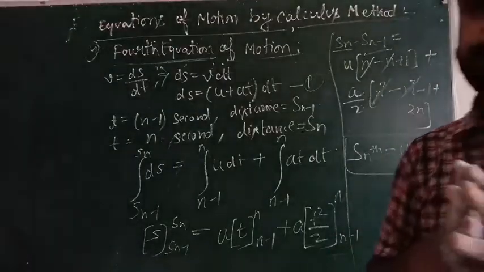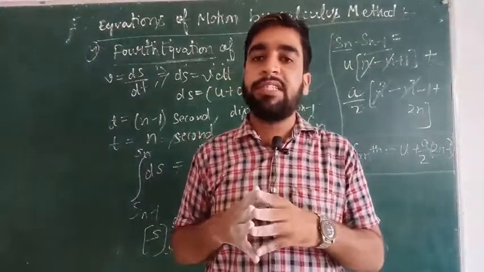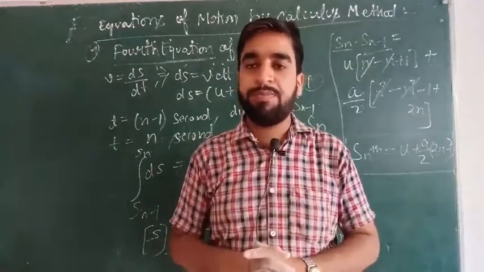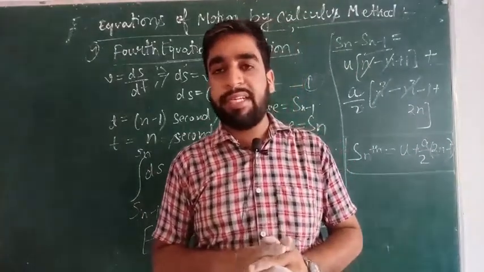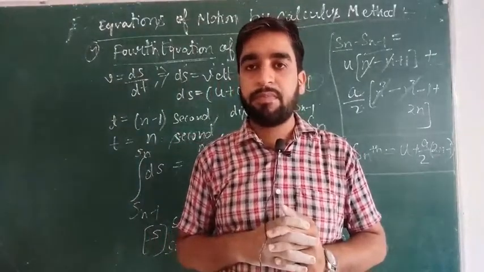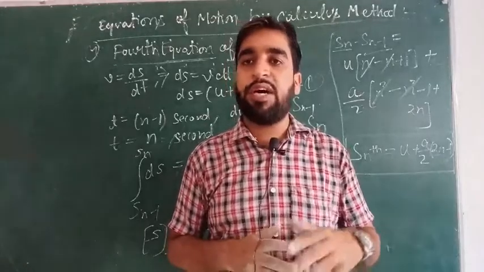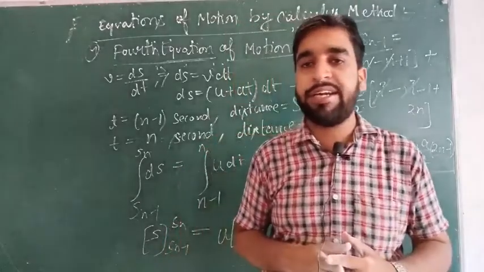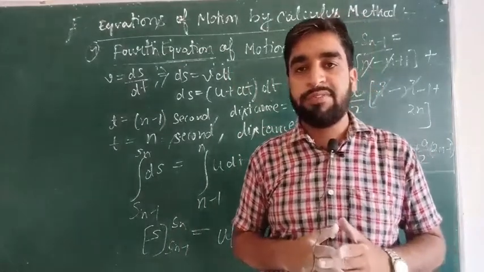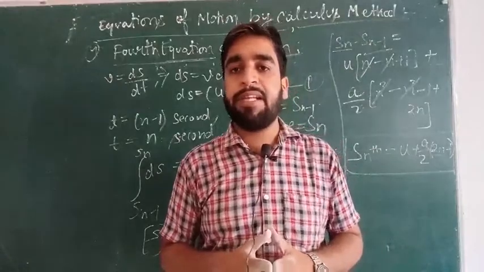And one more thing, the fourth equation of motion is the only equation of motion which is dimensionally incorrect. How? You may check it out. You will find that this equation is dimensionally incorrect. Why? That is the limitation of dimensional analysis, that a few formulas which are logically and mathematically correct are found wrong by dimensional analysis. So these were the four equations of motion by the simple method as well as by the method of integration.